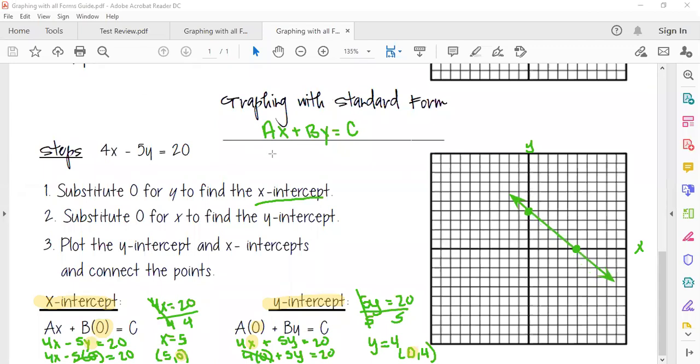Now, if I really can't remember how to do this, we have a favorite child. Our favorite child is slope-intercept form. So I could change 4x minus 5y equals 20 into slope-intercept form by solving for y. I'm going to subtract 4x and get negative 5y equals negative 4x plus 20. I'm going to divide each side by negative 5. So I get y equals positive 4/5 x minus 4. We can see my y-intercept is already at 4.